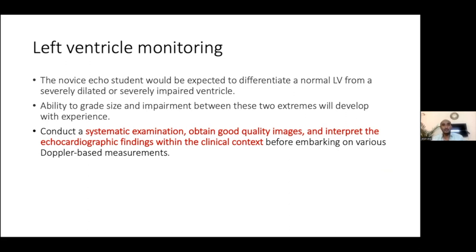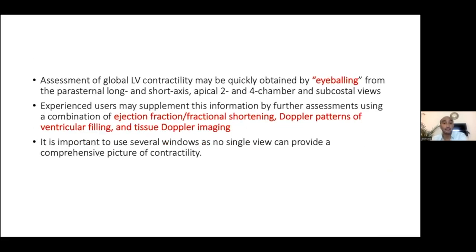Whenever we are using echocardiography to see the left ventricle, mainly the size, whether it's normal or not, or whether it is severely impaired or not, if you get a good image, contractility of the heart can be quickly obtained by just eyeballing, using any of the four basic echocardiography views: parasternal long axis, parasternal short axis, apical four chamber views, or the subcostal views. Just by getting good pictures, we can eyeball the left ventricle and look at the contractility.